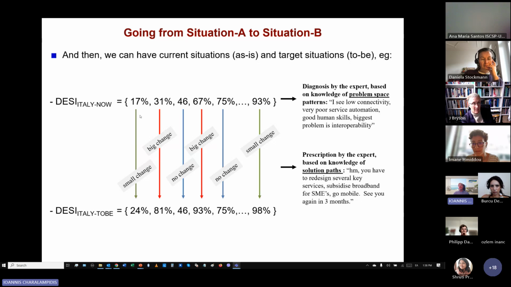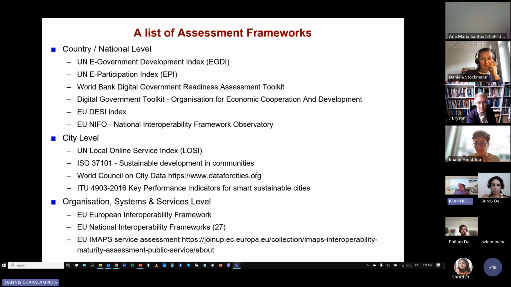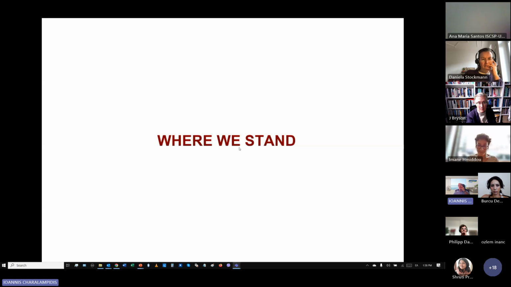So if you want to change your status from 93 to 98, then the consultant, but it's the science base that should say, this involves the redesign of several key services. You need to subsidize broadband for SMEs, go mobile, see you again in 3 months. The other is the diagnosis. So this is where we're trying to go. I don't want to get any deeper in that because I need to go for the final slides and tell you where we stand.